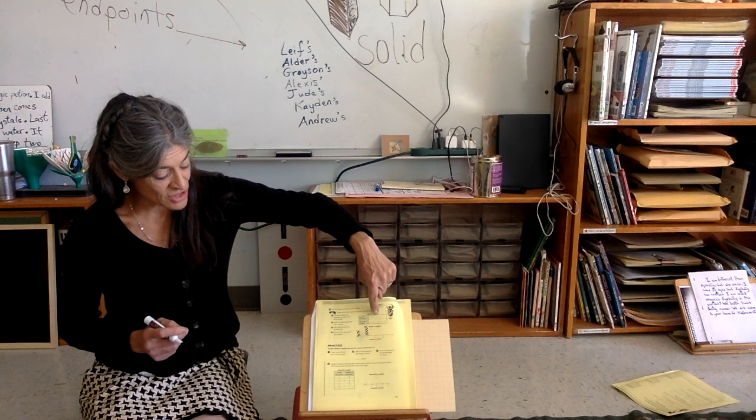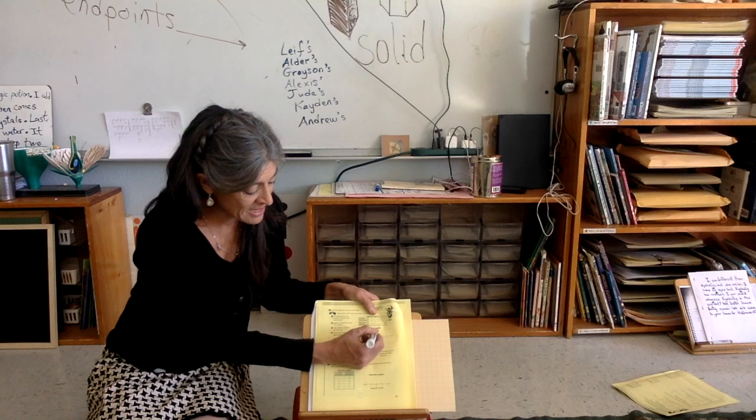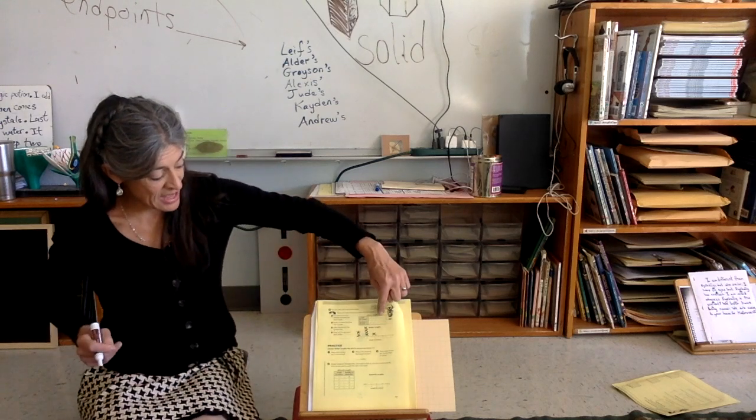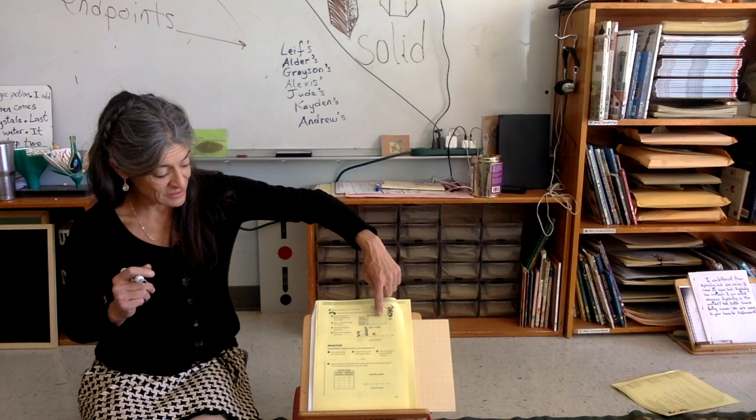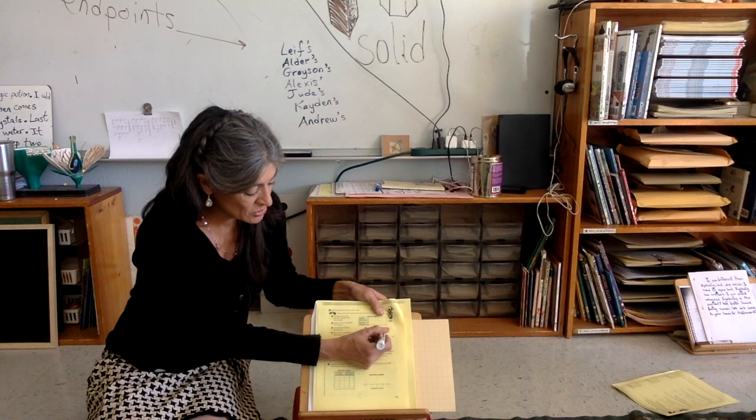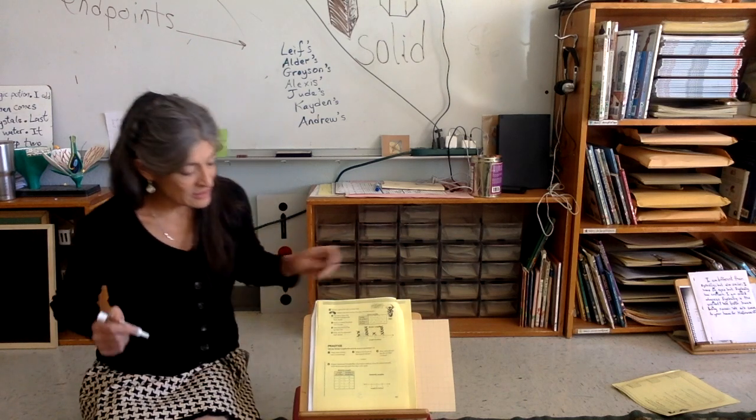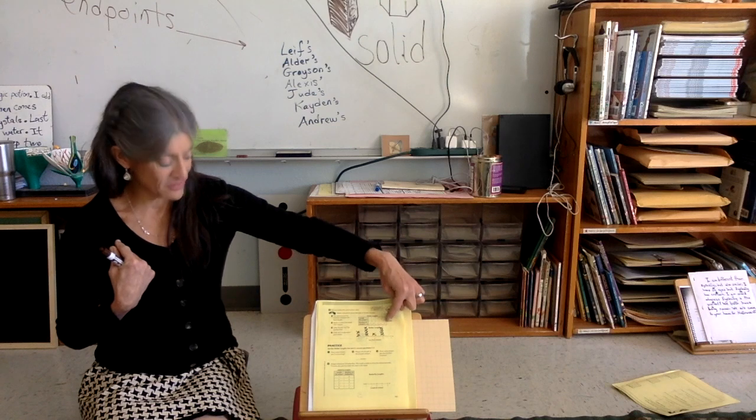How many stickers are 3 inches? 1. Only 1. Now somebody else, not Caden, answer the next one. How many stickers are 4 inches? 4. Good, Jude. 1, 2, 3, 4. How many stickers are 5 inches? 0. Good, Alder.